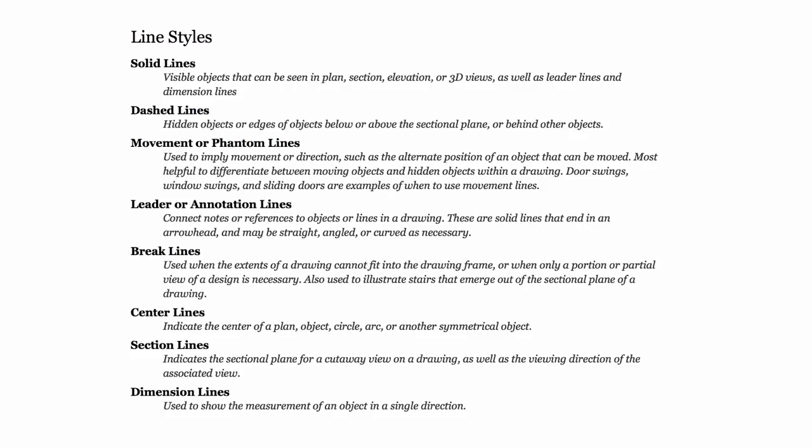Dashed lines or hidden lines, I tend to call them hidden lines, not dashed lines. It's a personal preference. They refer to things that are hidden behind other objects. So we show that as a dashed line. So when you're looking at a building elevation or you're looking at a floor plan or something like that, and you see a dashed line, that's a convention that's telling you, oh, this is something that's hidden behind something else. It's here, but you can't see it right now.